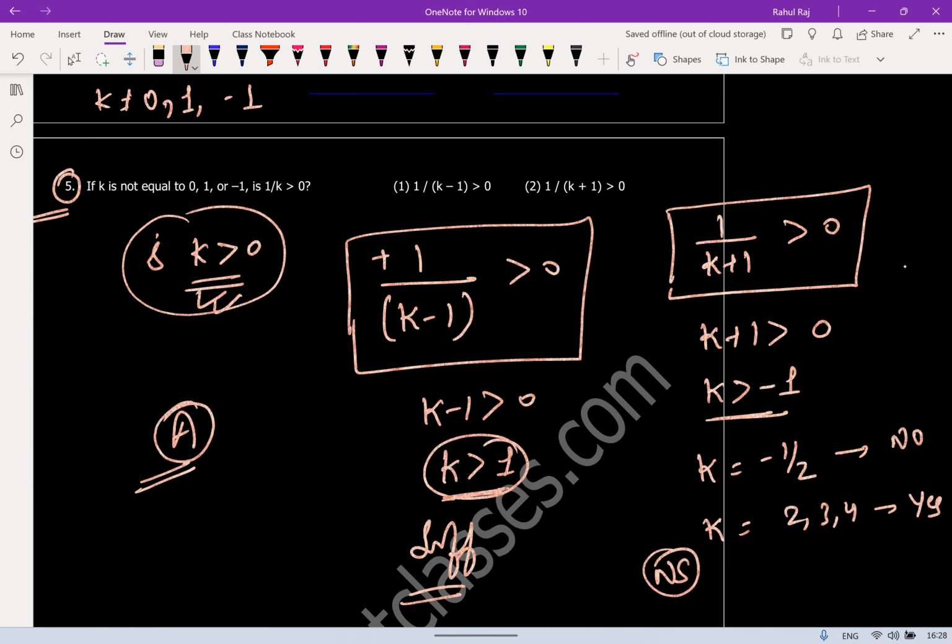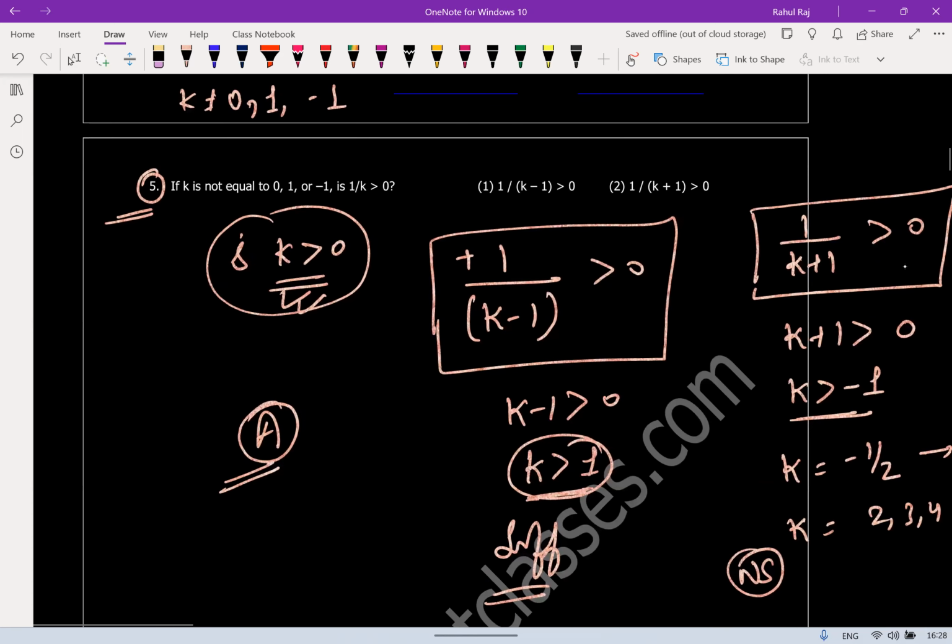Agreed? Any problem? Imagine there's a slight change in the question. If they say k is an integer. I'm never in favor of you changing the question the way you wish to. You should just solve the question. Don't try and figure out what would happen if this were in the question. That thought process is not required. But imagine if I say k is an integer and k is not equal to 0, 1 and minus 1. Is 1 by k greater than 0? What should be your answer?